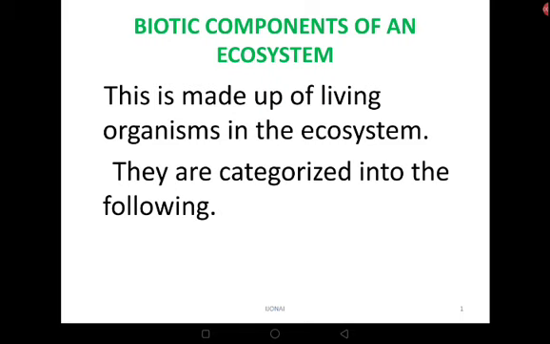You remember we defined the components of an ecosystem. We said there are two major ones: biotic and abiotic. So we already looked at the abiotic components. So what are the biotic components of an ecosystem?